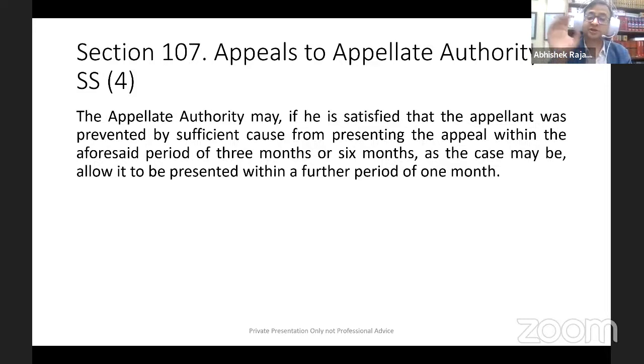See, GST is a fiscal statute. It is a code in itself. It is a proper code. Everything has to be done as per the GST laws. So 3 plus 1 month, it's 4 months. Let's say you have reached 6 months. Whatever might be the genuine reasons, no authority in GST has the power to condone this delay.